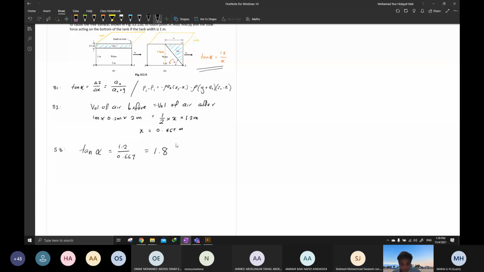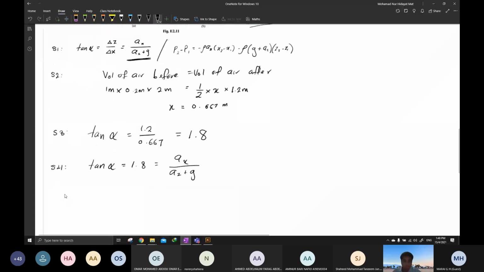After you got this value, can you try to relate it to this equation? Step number 4, you already know tangent alpha, which is 1.8. You need to relate to this AX because you need to find AX, right? So AX over AZ plus G. Can you help me to simplify?